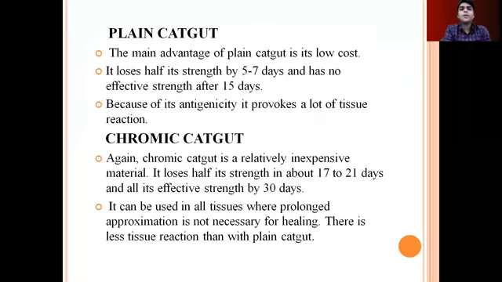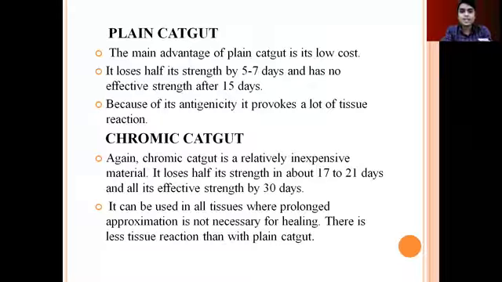What is important here is that the plain catgut loses half its strength by 5 to 7 days, whereas the chromic catgut loses half its strength in 17 to 21 days. The effective strength is lost in about 15 days in the plain catgut, whereas the effective strength is lost in about 30 days in the chromic catgut.